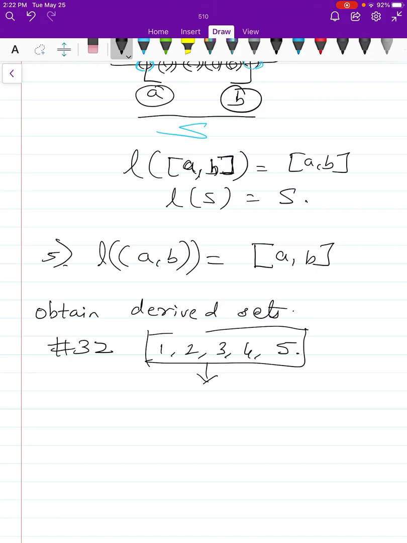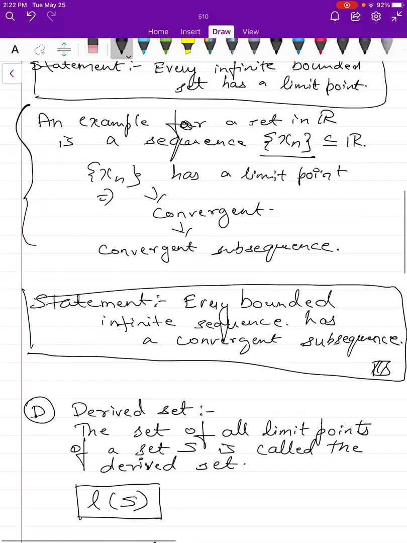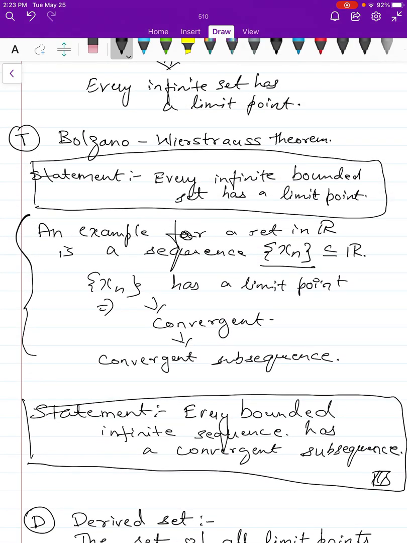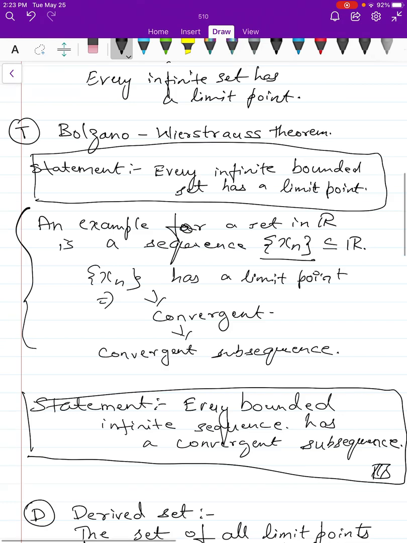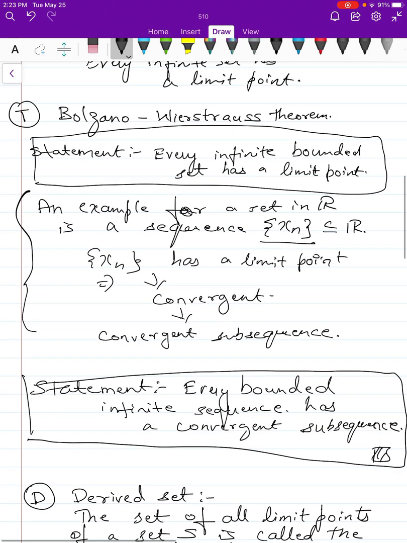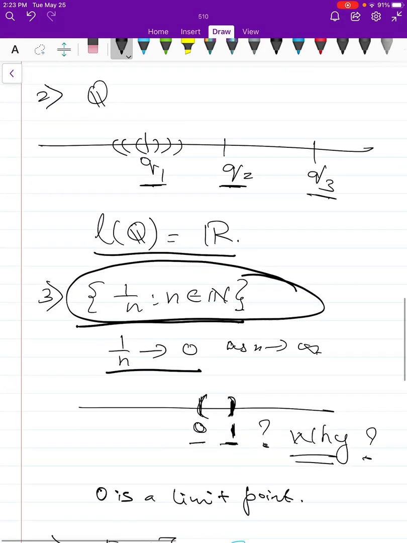I'm bouncing back to the Bolzano-Weierstrass theorem again. In the Bolzano-Weierstrass theorem, every infinite bounded set has a limit point. So boundedness is not really necessary in order for an infinite set to have a limit point. It is a sufficient condition, not a necessary condition.